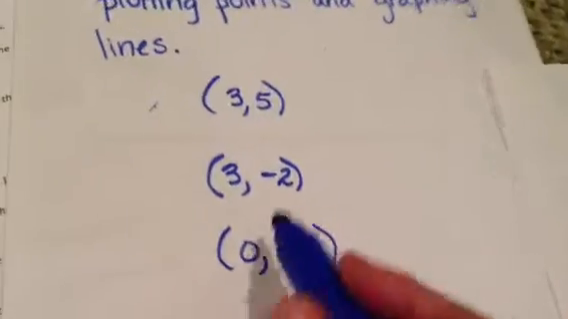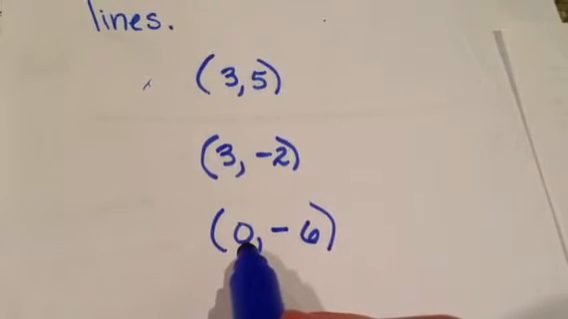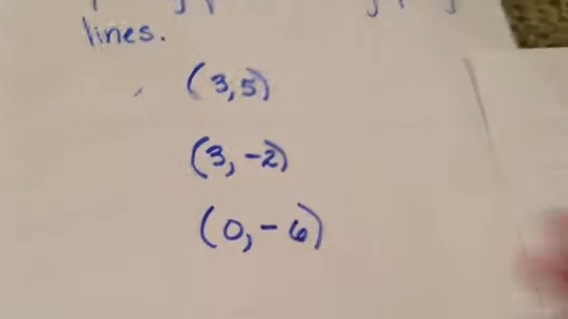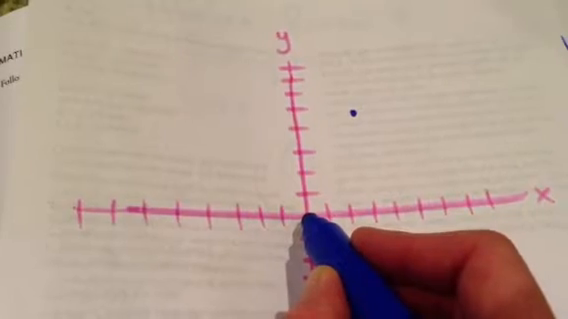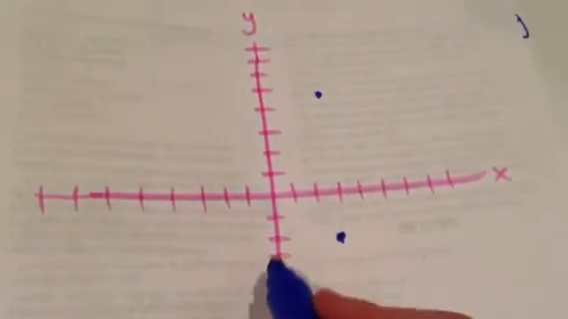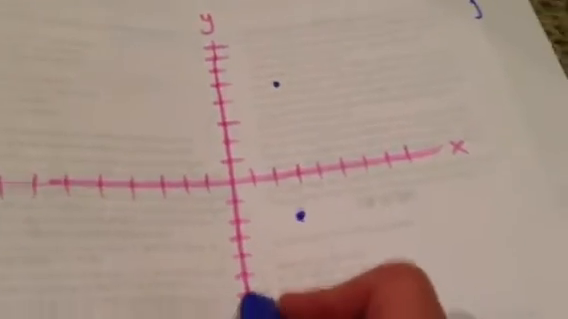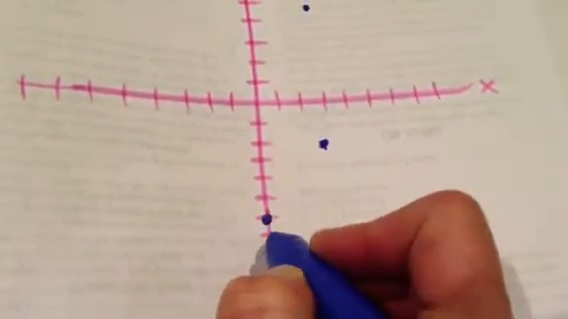Okay, how about that? The point 0, negative 6. This is telling me I want to go 0 on my x, and then I want to go down 6 for my y. So right here, I always start right here again at the origin. It says go nowhere. Don't go left or right. That's why the value is 0. And then it says to go down 6. So 1, 2, 3, 4, 5, 6. So I should be right there. So that is the point 0, negative 6.